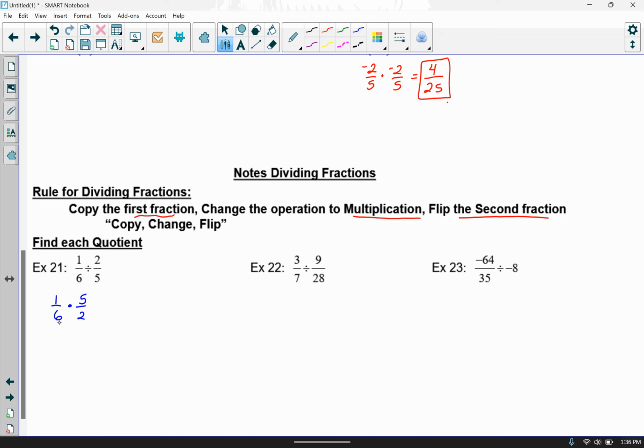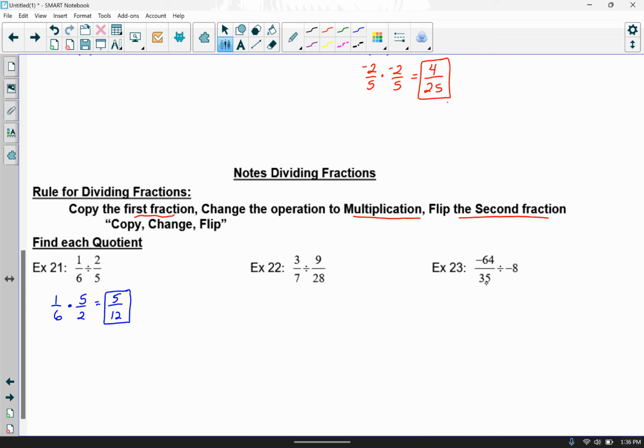All right, so I'm going to ask myself, can I do any cross canceling? 1 and 2 don't have anything in common. 5 and 6 don't have anything in common. So I'm just going to be able to multiply straight across. 1 times 5, and on the bottom, 6 times 2. 5 and 12 have nothing in common. Final answer, 5/12. All right, we'll scoot on down to example 23.